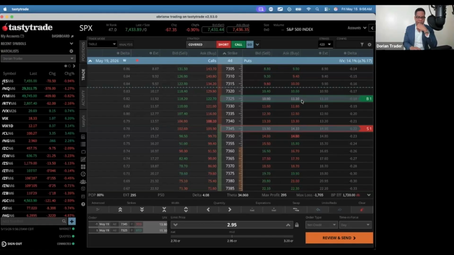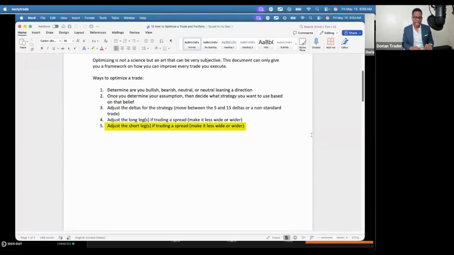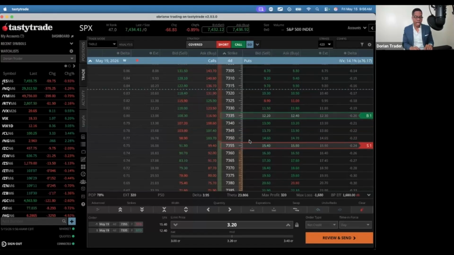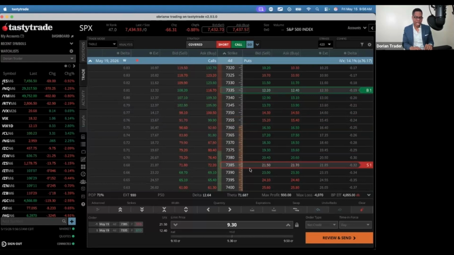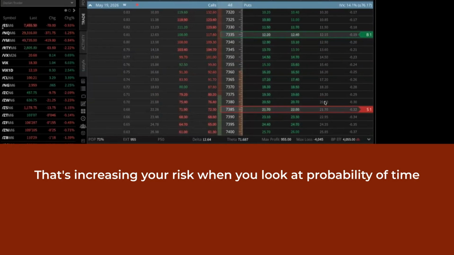And then the next thing I was going to say here is that you might want to move the long leg, right? Let's say we start off with the short leg. You might want to, instead of moving the long leg, move the short leg. And let's say you move it like this. Well, that's going to give you more premium, obviously, but it's going to increase your deltas. The closer you get to the money, the more premium you're going to get. So maybe you want to make this 50 points wide, something like that. Well, that's obviously going to give you more premium, but it's also going to give you a higher delta. And so there are trade-offs to this game here, you guys. It's definitely trade-offs. That's increasing your risk when you look at probability of touch.